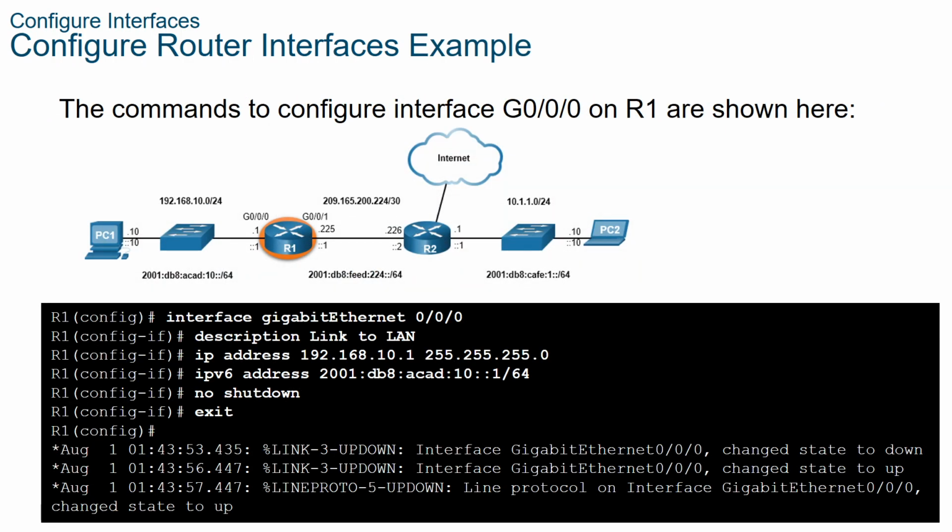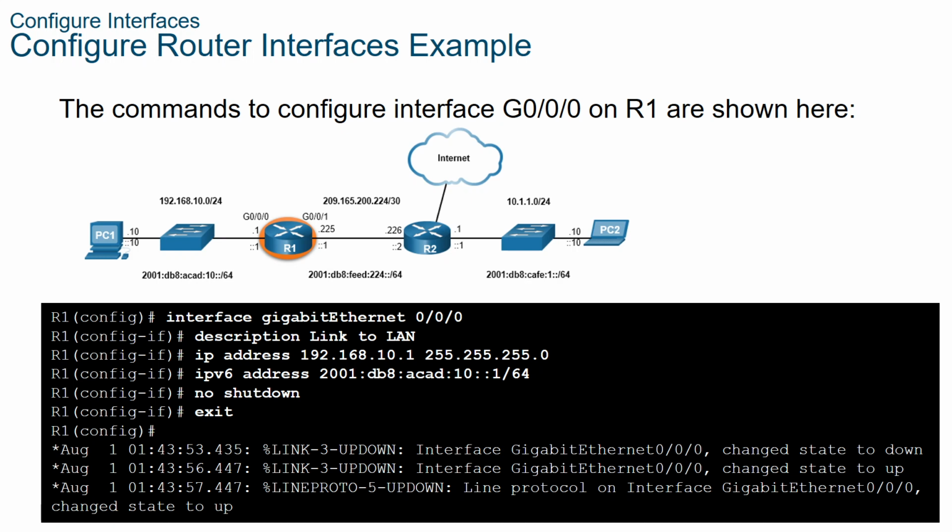So, configure router interface examples. Again, the commands to configure interface Gigabit Ethernet 0/0/0 on R1 are what we're looking at here. So in our diagram, we have this R1 router. It has 2 Gigabit Ethernet interfaces. They are numbered as 0/0/0 and 0/0/1. So this is the configuration for 0/0/0.